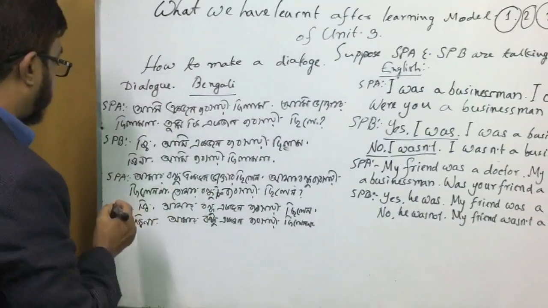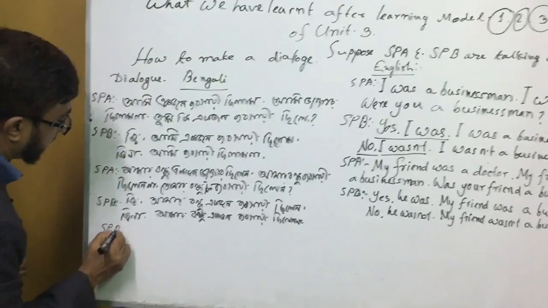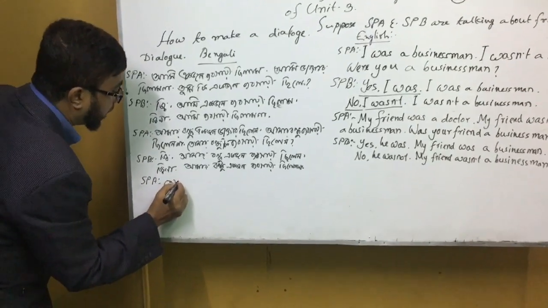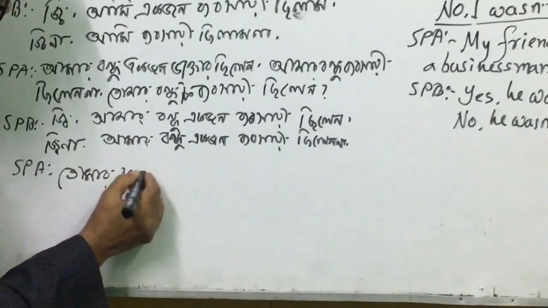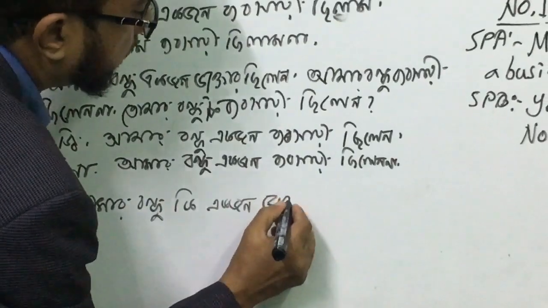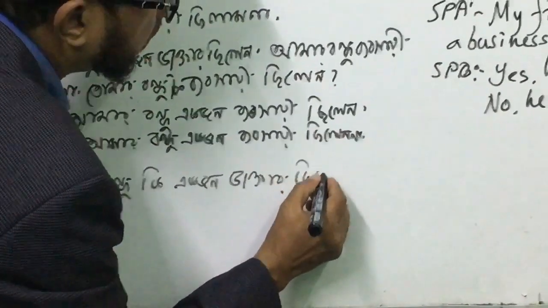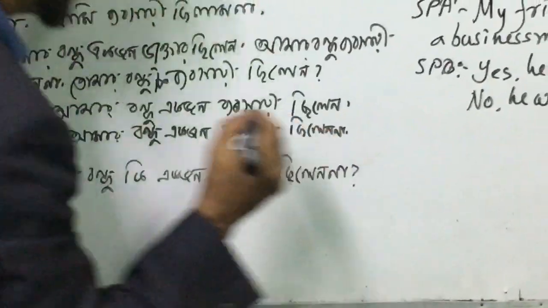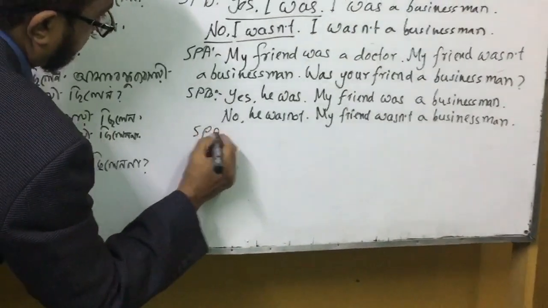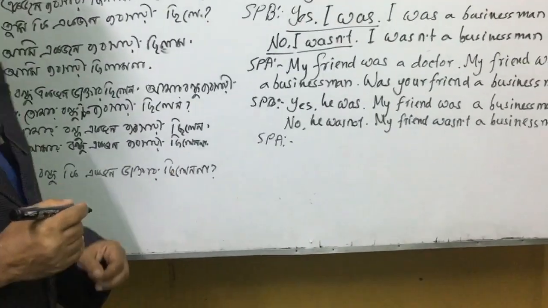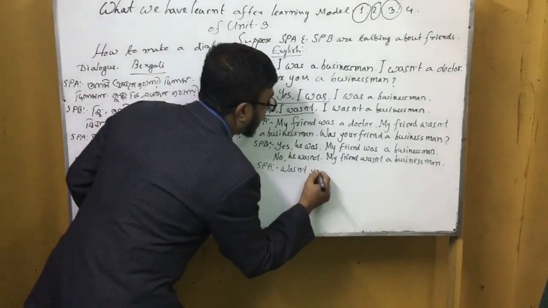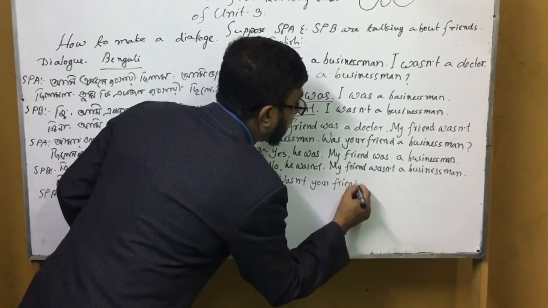And finally, look, I'm writing the Bangla sentence here. Speaker A is asking, "তোমার বন্ধু কি একজন ডাক্তার ছিলেন না?" So, what is the English meaning of this sentence? Wasn't your friend a doctor? Wasn't your friend a doctor?